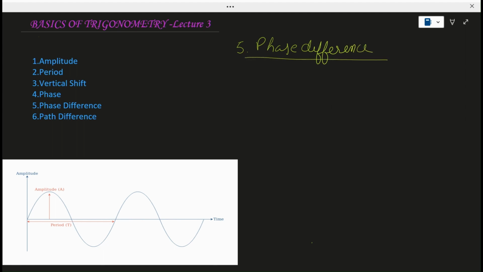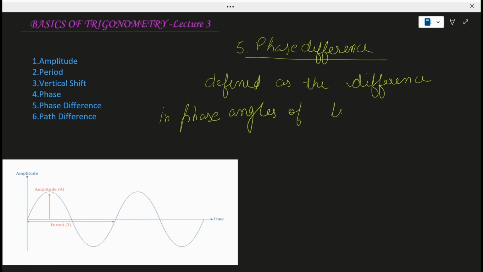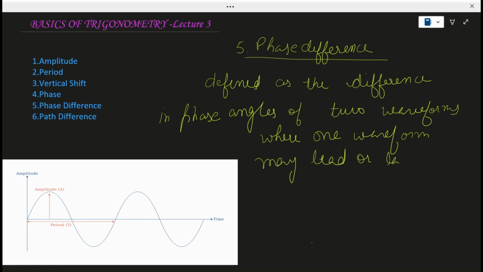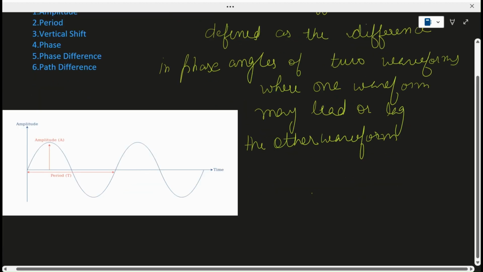So let me define phase difference. Phase difference is defined as the difference in phase angles of two waveforms, where one waveform may lead or lag the other waveform. So this is our definition of phase difference.